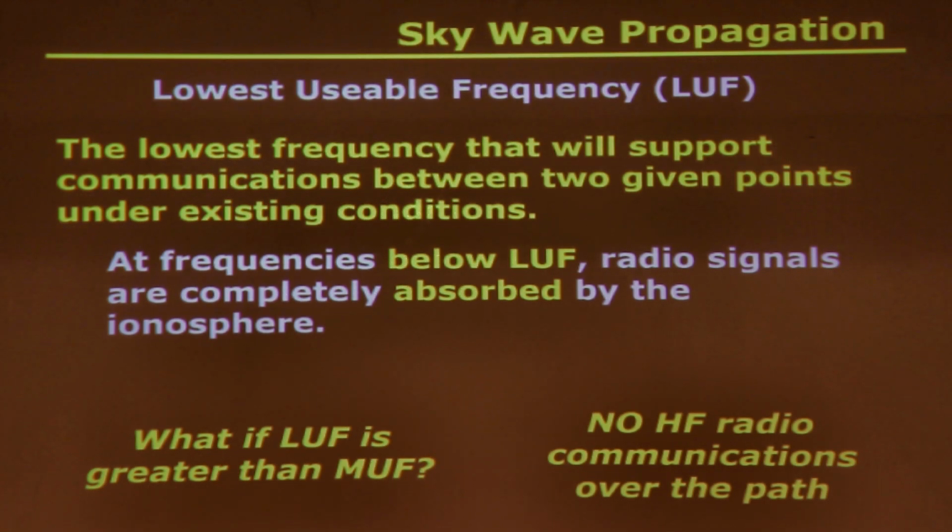What happens if the lower usable frequency equals or is greater than the maximum usable frequency? All is dead. You're not going to hear anything on any frequency. So if the LUF is greater than the MUF, no HF communications over that path. So lower usable frequency is the lowest frequency I can count on using ionospheric propagation. The maximum usable frequency is the highest frequency I can count on. And I work in between. And of course, if one crosses the other, then I don't have any frequency open to me.